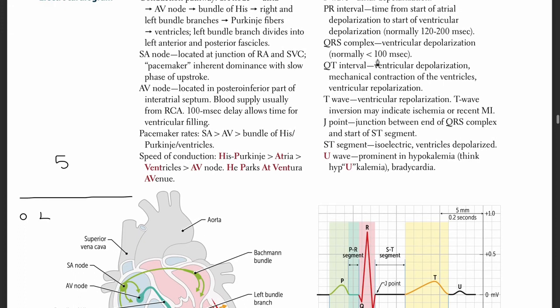Okay. So P wave. Well, we're doing this now. That's atrial depolarization. Then you have PR interval. Time from the start of atrial depolarization to start of ventricular depolarization. Normally 120 to 200 milliseconds. QRS complex, ventricular depolarization, normally less than 100 milliseconds. QT interval. Okay, so I'll go through all of them then. So P wave, we already talked about that. PR interval, we talked about that. It's important to remember the start of atrial depolarization to the start of ventricular depolarization.